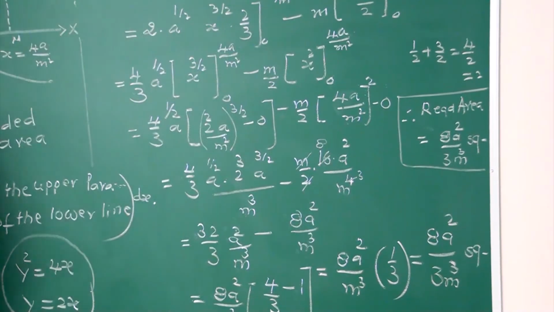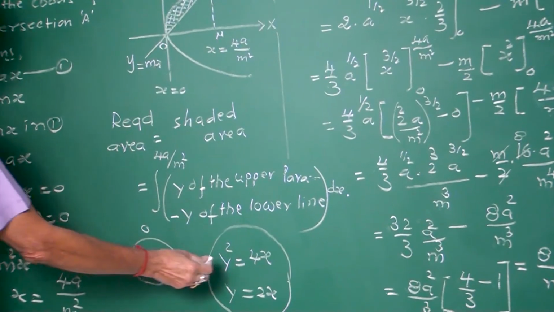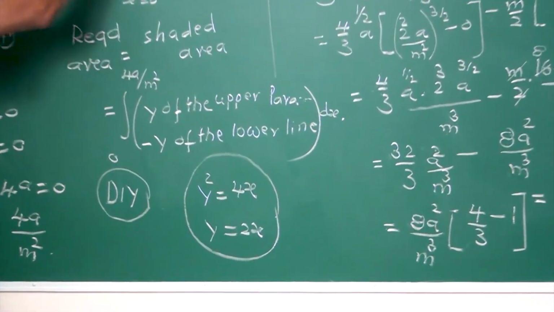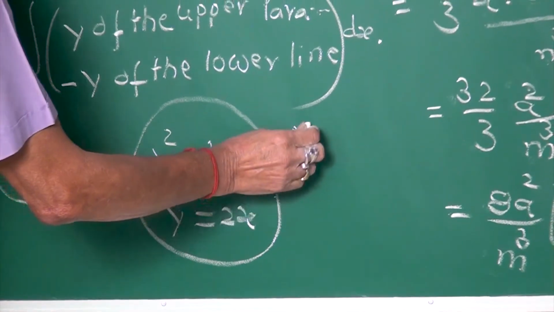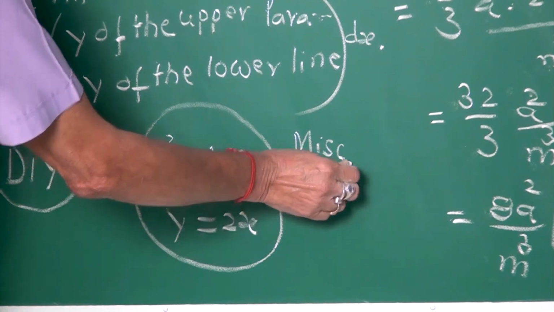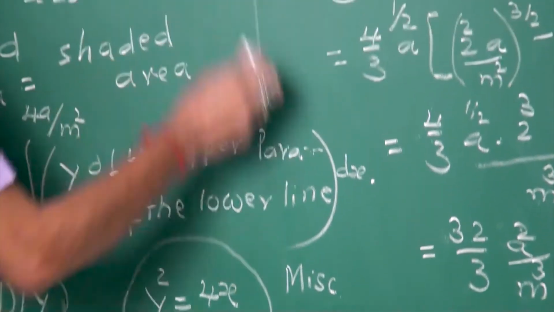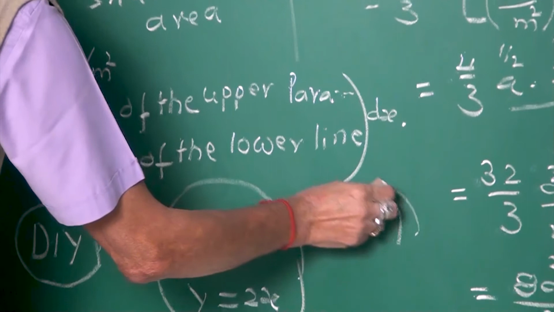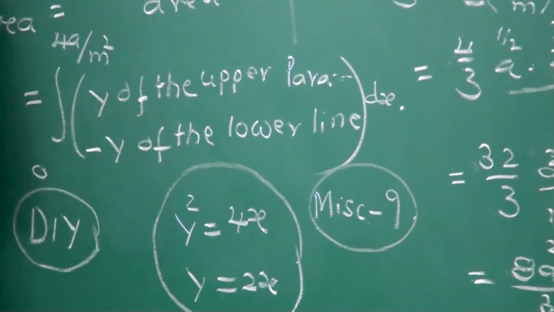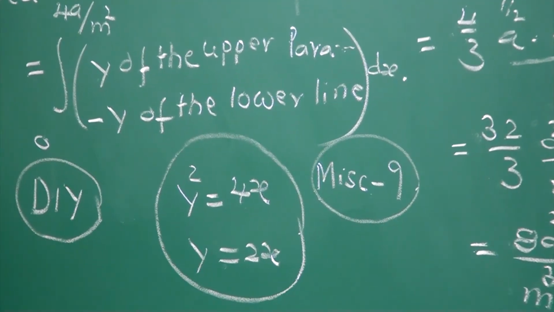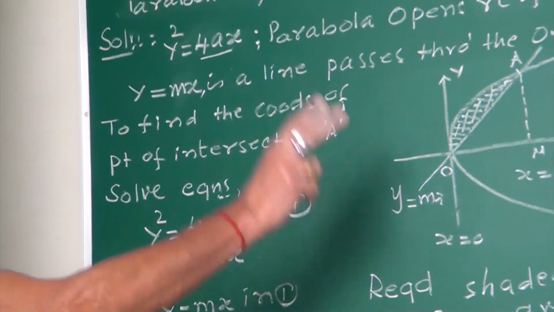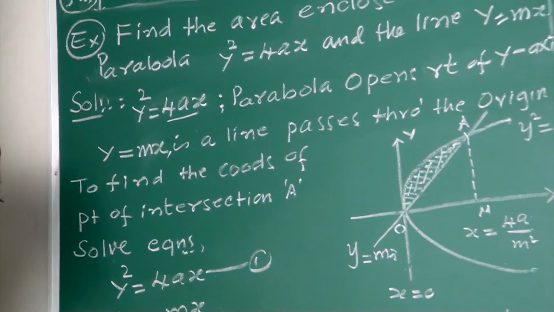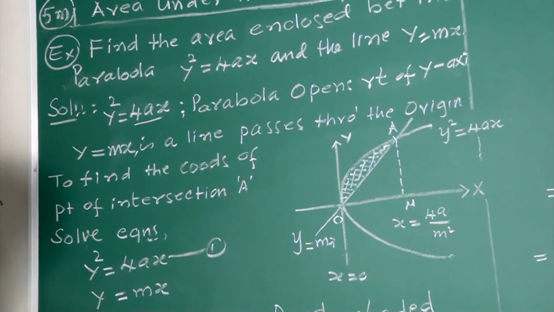The same, instead of 4ax you take it as 4x, and instead of mx you take it as 2x. It is also there in the miscellaneous exercise, my friends. I think it is example number 10, it may be example number 9 in the book, miscellaneous exercise. Yes, my friends, it is a big example and a good example.